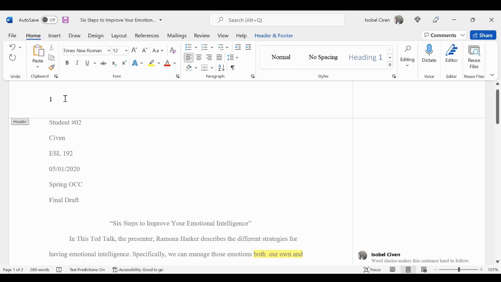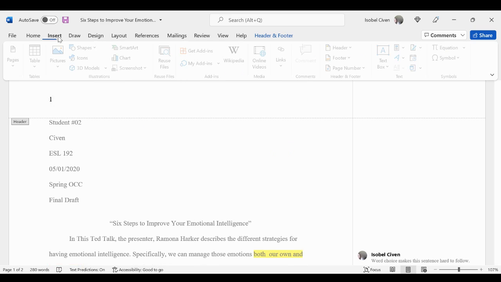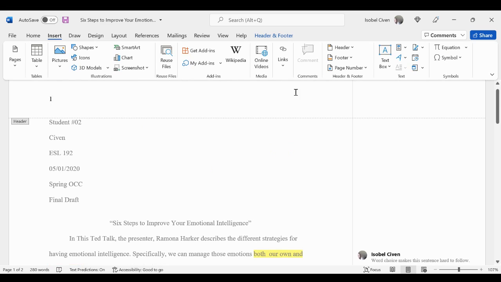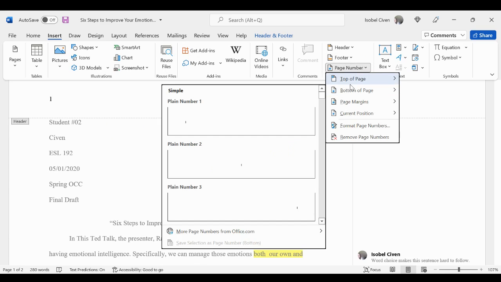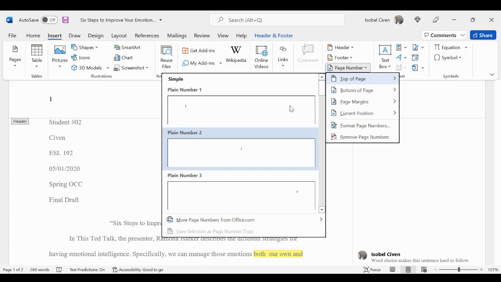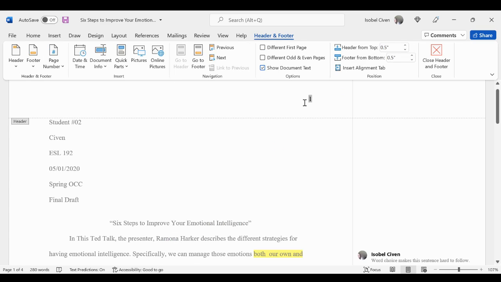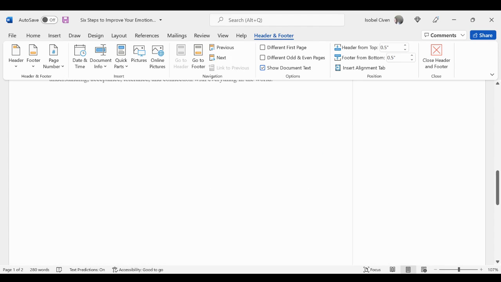Okay. Also, you need to put a header. You would put it over here. You would make a header for the page number at the top of the page on the right hand side. And then you would type your last name, or the number of the student. Student 2, right? So that's the header, okay? And you will see it on all the pages, see?